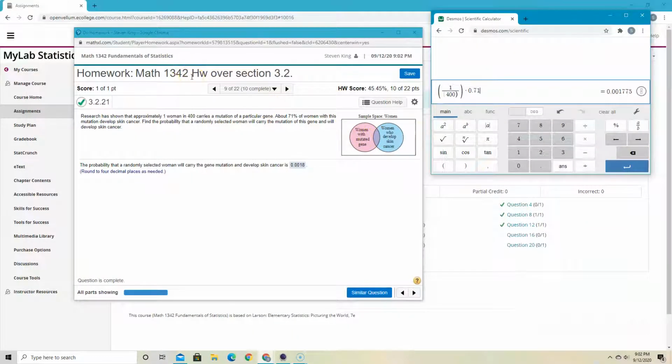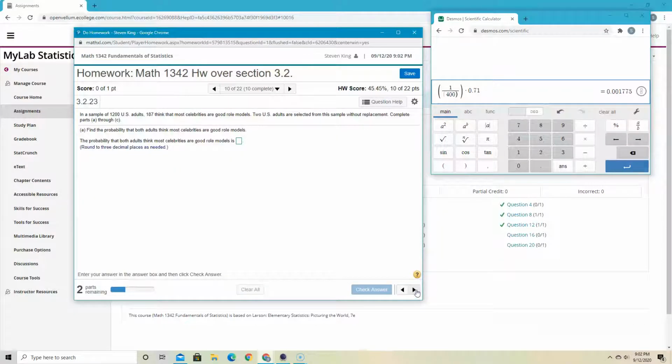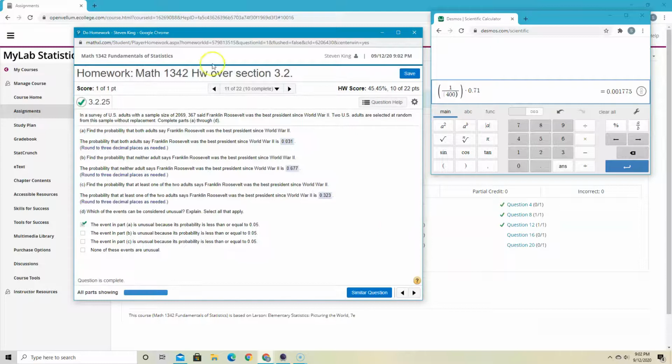So number 9. Okay, next, that's number 9, as you can see. Number 10 and 11 are very close, so I want to do number 11 with you instead of number 10. So let's look at number 11.